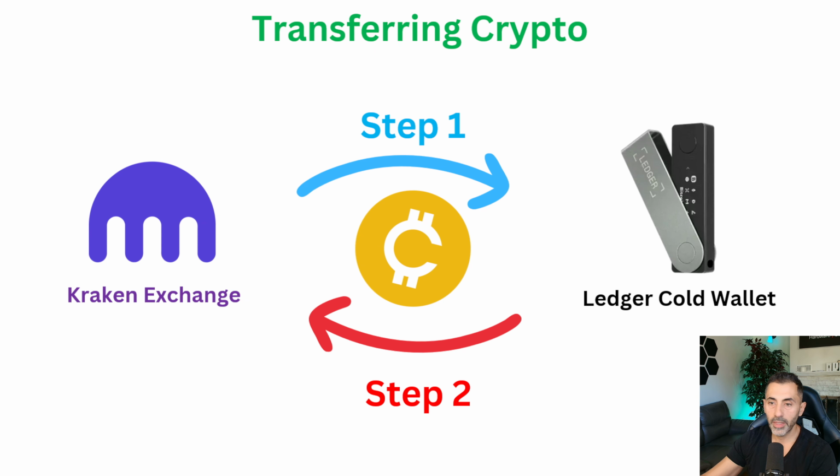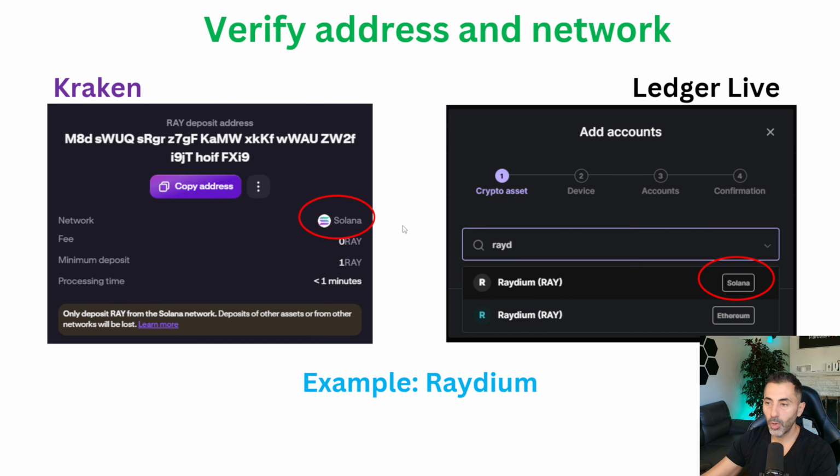What does matter is making sure that you have the correct wallet address and correct network, because sending crypto to the wrong address could mean losing it forever. So the example we have here is the Raydium token that's running on the Solana network in Kraken. And we want to transfer it to the Ledger Live, so we have to ensure that we're using the same network.